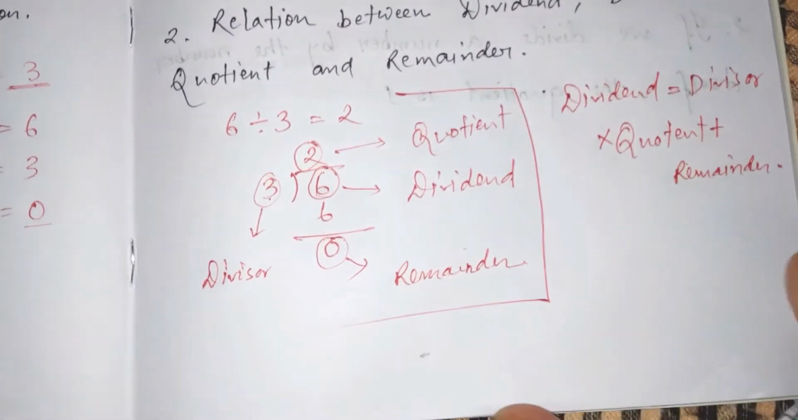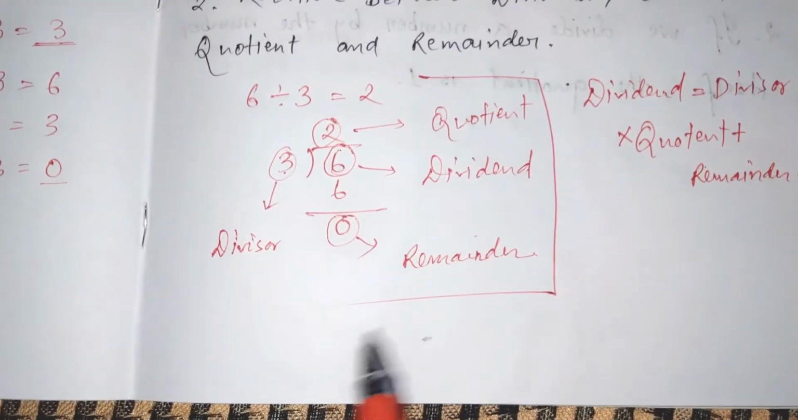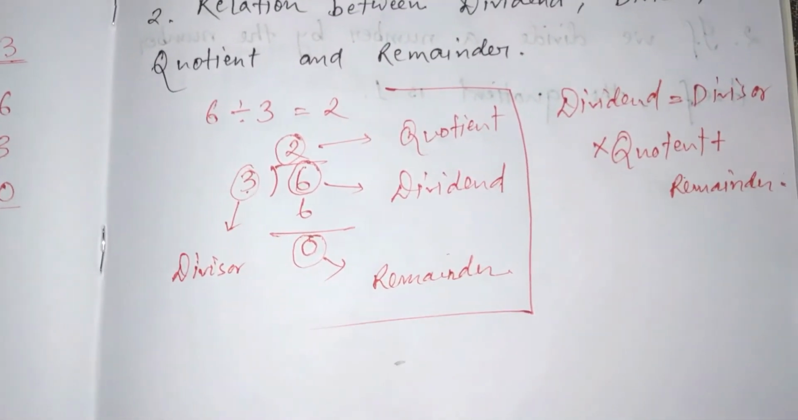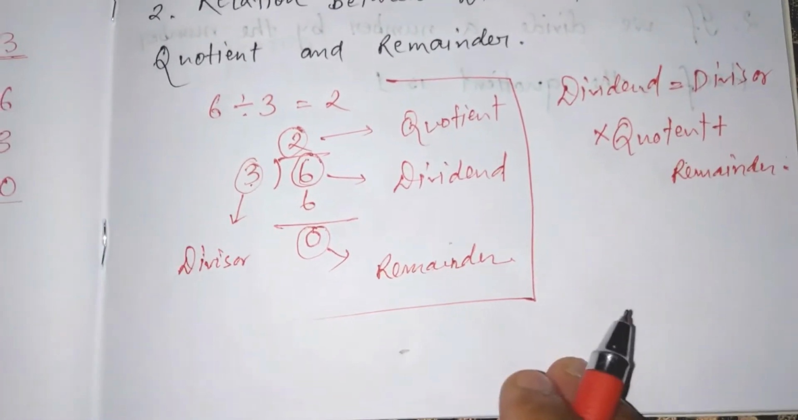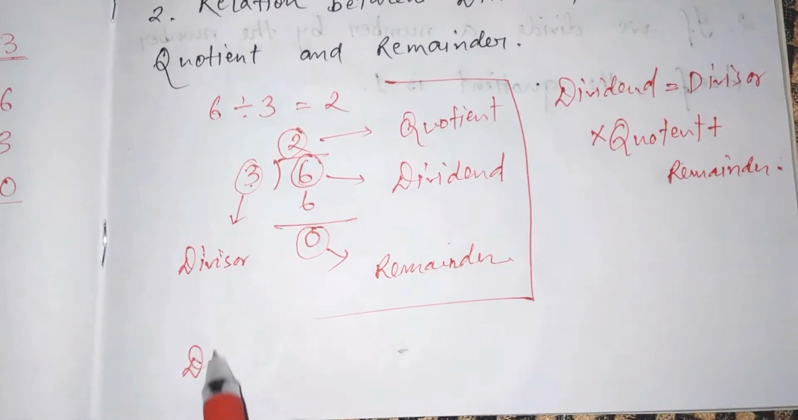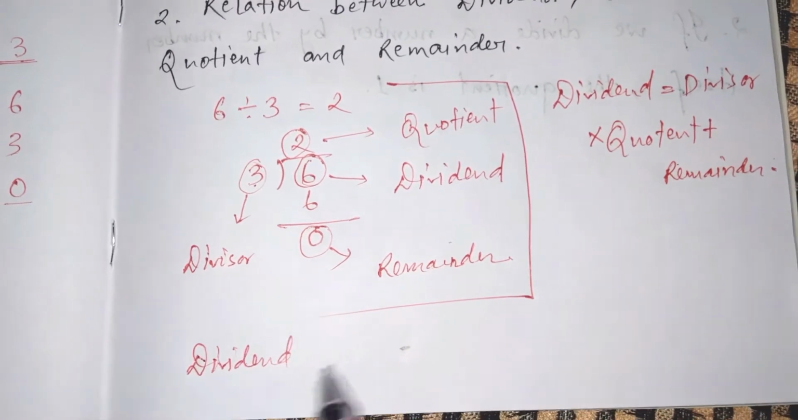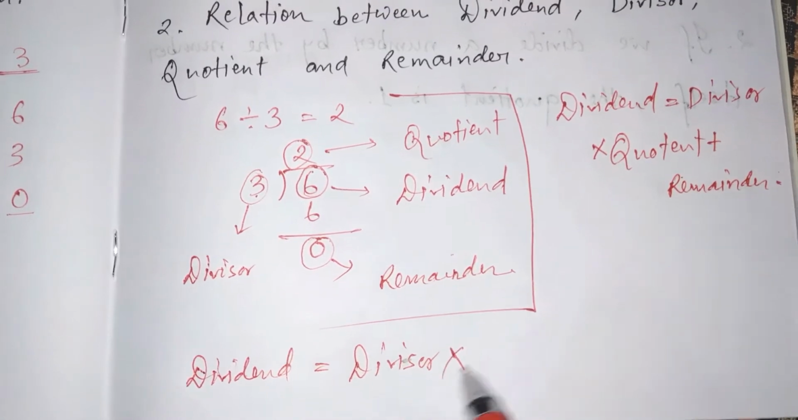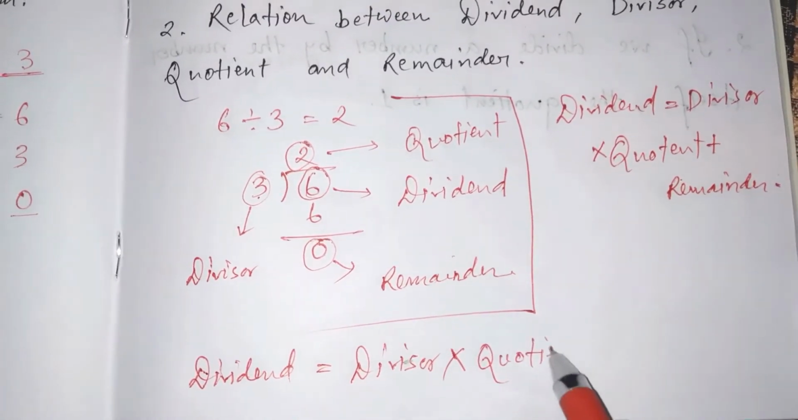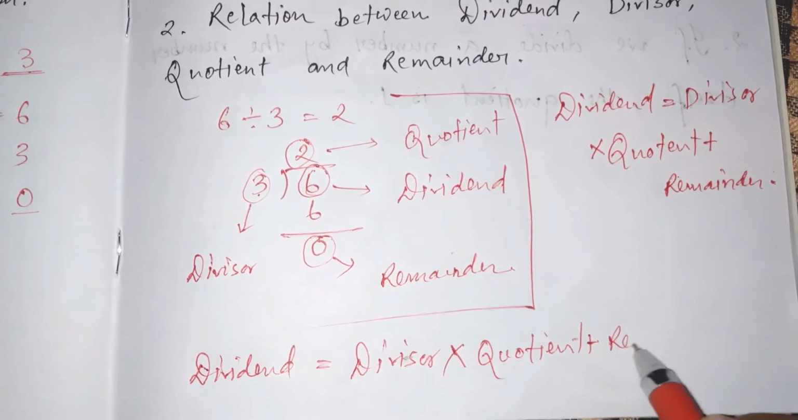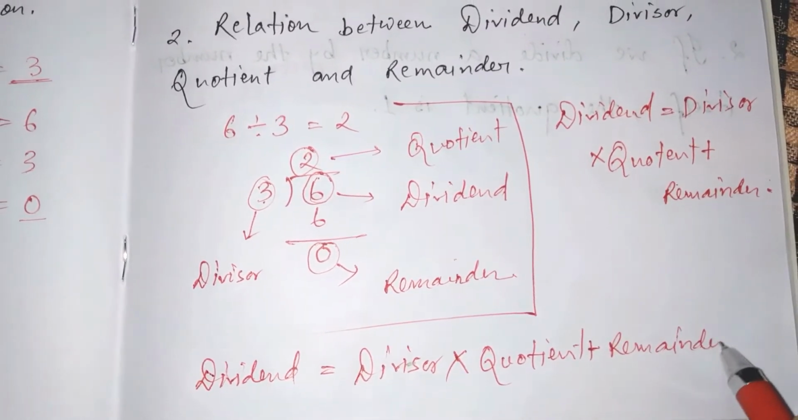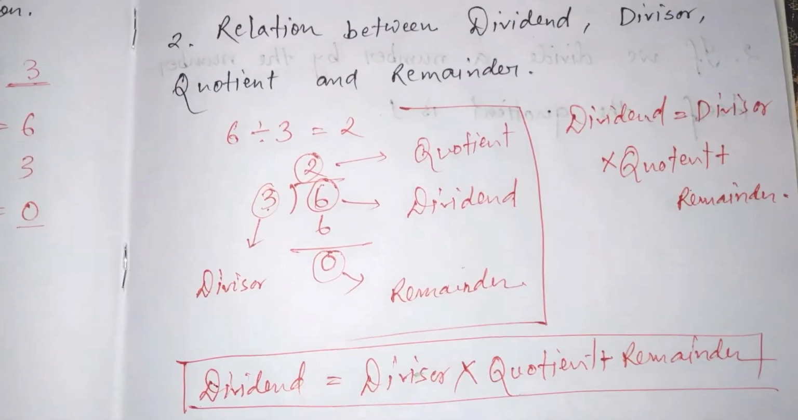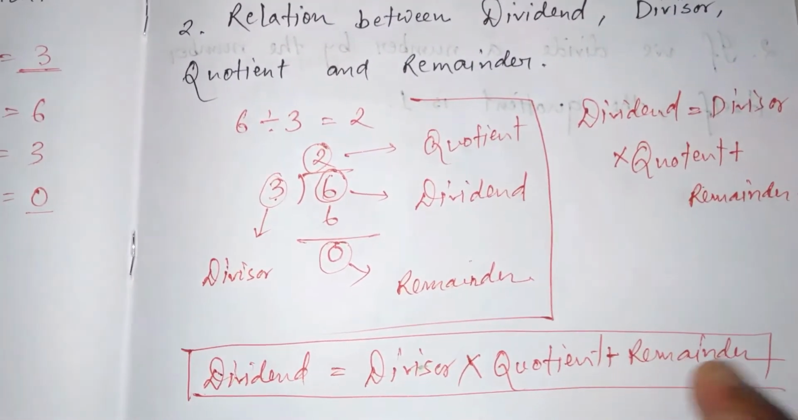So I'll write it again here so that you can write it in your copy. I hope you are having the copy and book and a pen with you now so that you can write it down. So you have dividend is equal to divisor into quotient plus remainder. Okay, so this is the formula that I will get. We'll do some numericals with this formula, students.